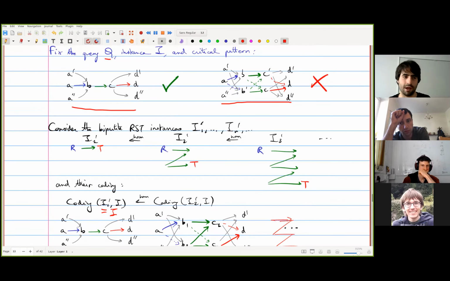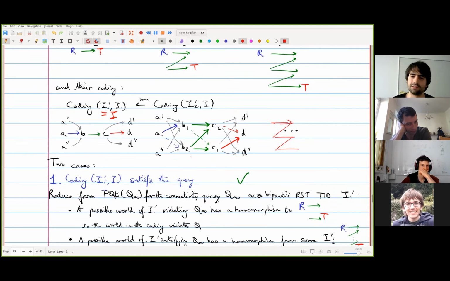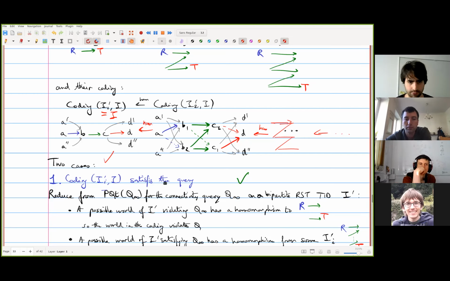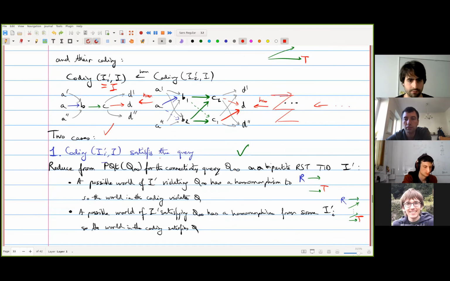Basically, I'm getting a sequence of instances between these two to try and pinpoint more precisely what the query cares about between these 2 instances. And it is the case that this has a homomorphism to this, because I can just collapse together all of the B's. And this one will have a homomorphism to that one, and so on. So there are 2 possibilities. Either all of these back and forth instances can satisfy the query indefinitely.